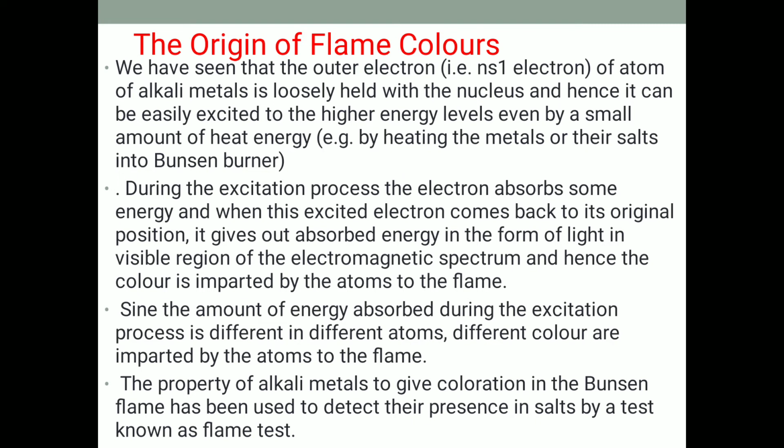During the excitation process, the electron absorbs some energy, and when this excited electron comes back to its original position, it gives out the absorbed energy in the form of light in the visible region of the electromagnetic spectrum, and hence color is imparted by the atoms to the flame. Since the amount of energy absorbed during the excitation process is different in different atoms, different colors are imparted by the atoms to the flame.